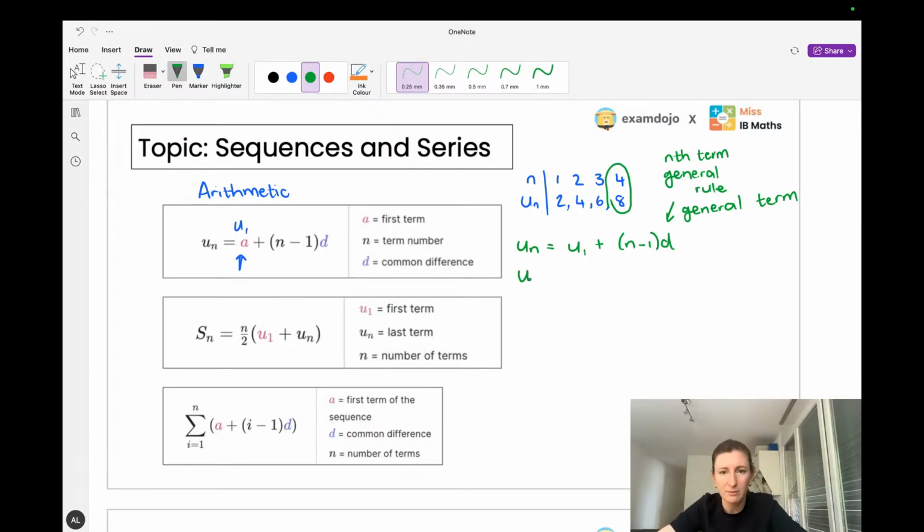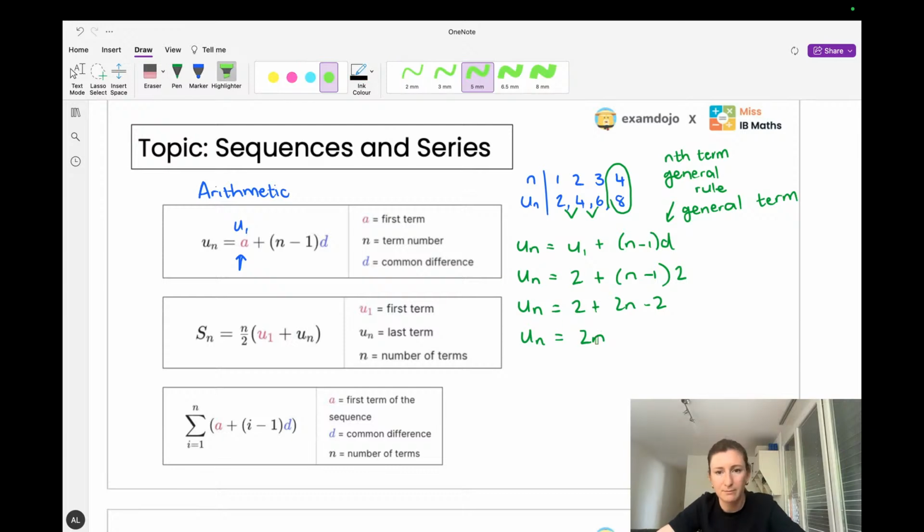All right, so we keep un, and u1 is 2. The first term of our sequence is 2. n minus 1, let's keep general for now. And our common difference is 2, because from each one we multiply by 2. If we multiply this out, we get 2 plus 2n minus 2, multiplying out those brackets and simplifying. 2 minus 2 just leaves us with 2n. And that is our general term.